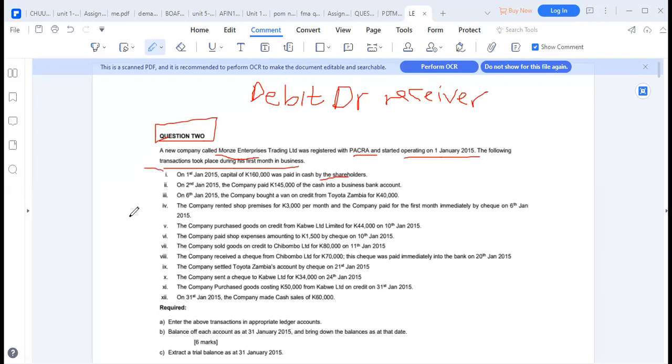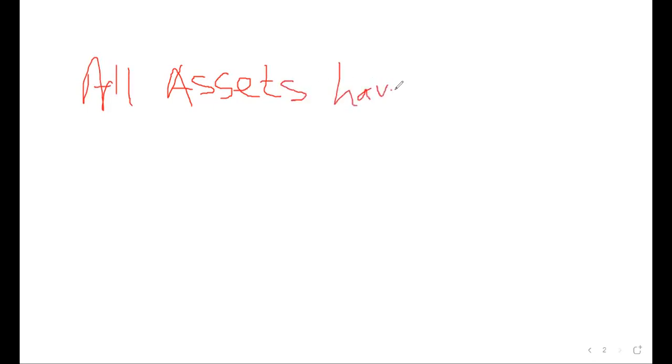Then let us just evaluate it before getting down. In the double entry system, I have to make mention that in accounting, we have assets. Assets are items that bring economic benefits to the business. So all assets have a debit balance. All assets have a debit balance.